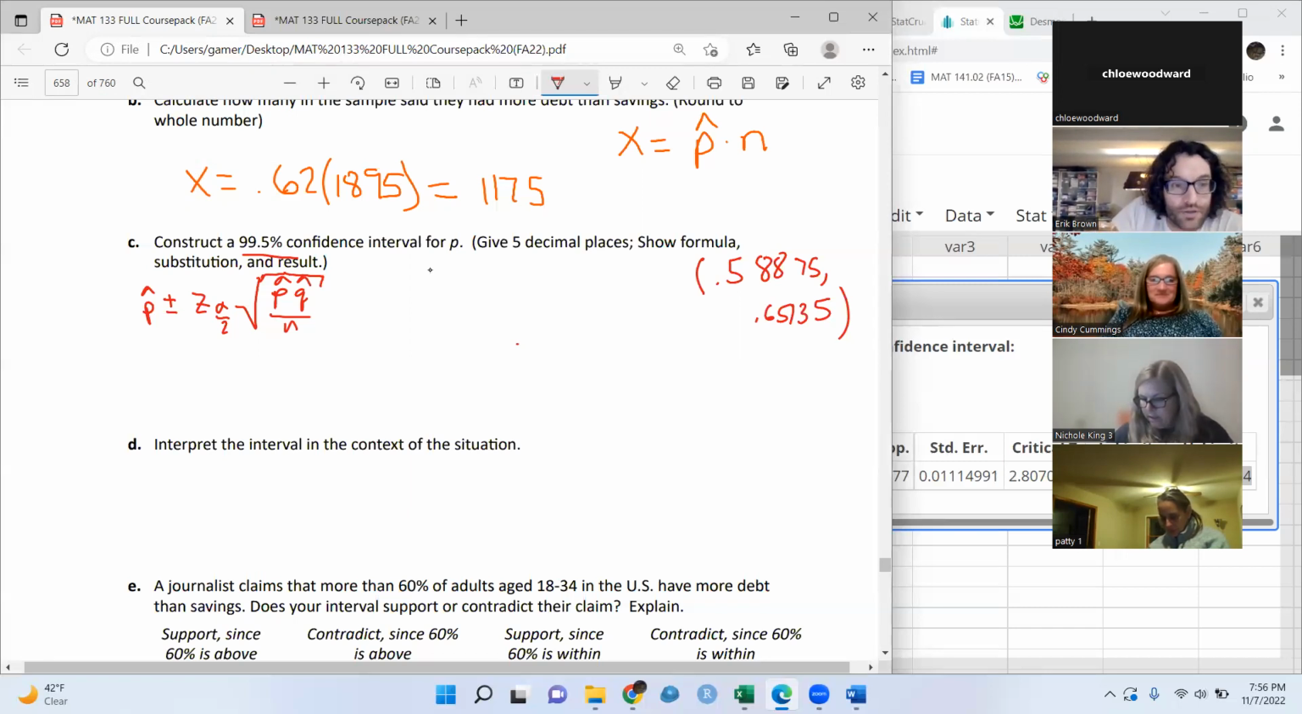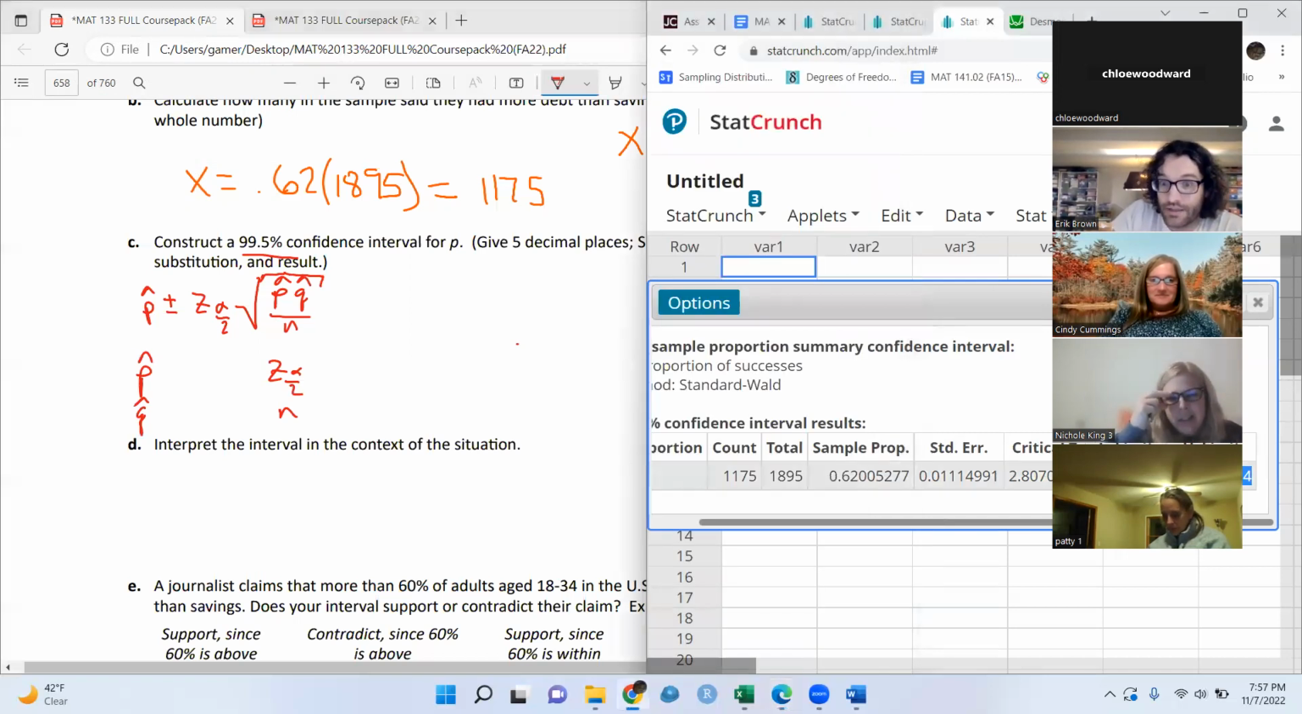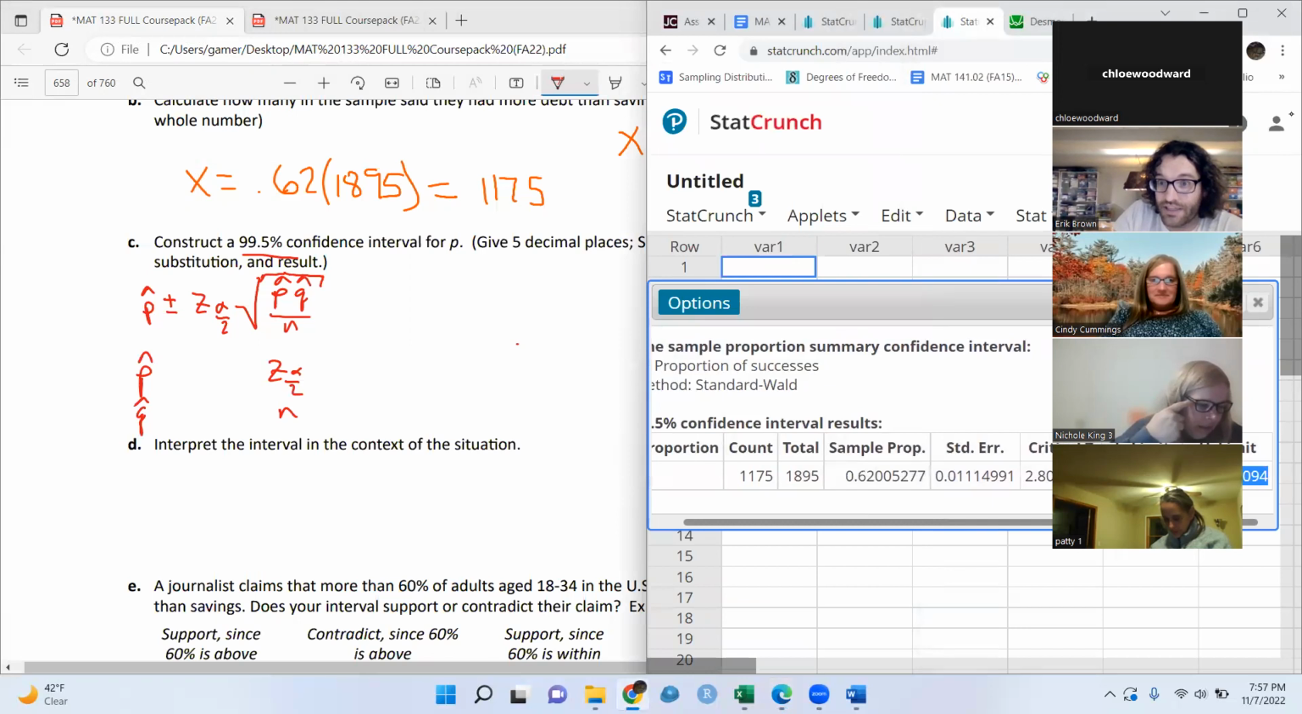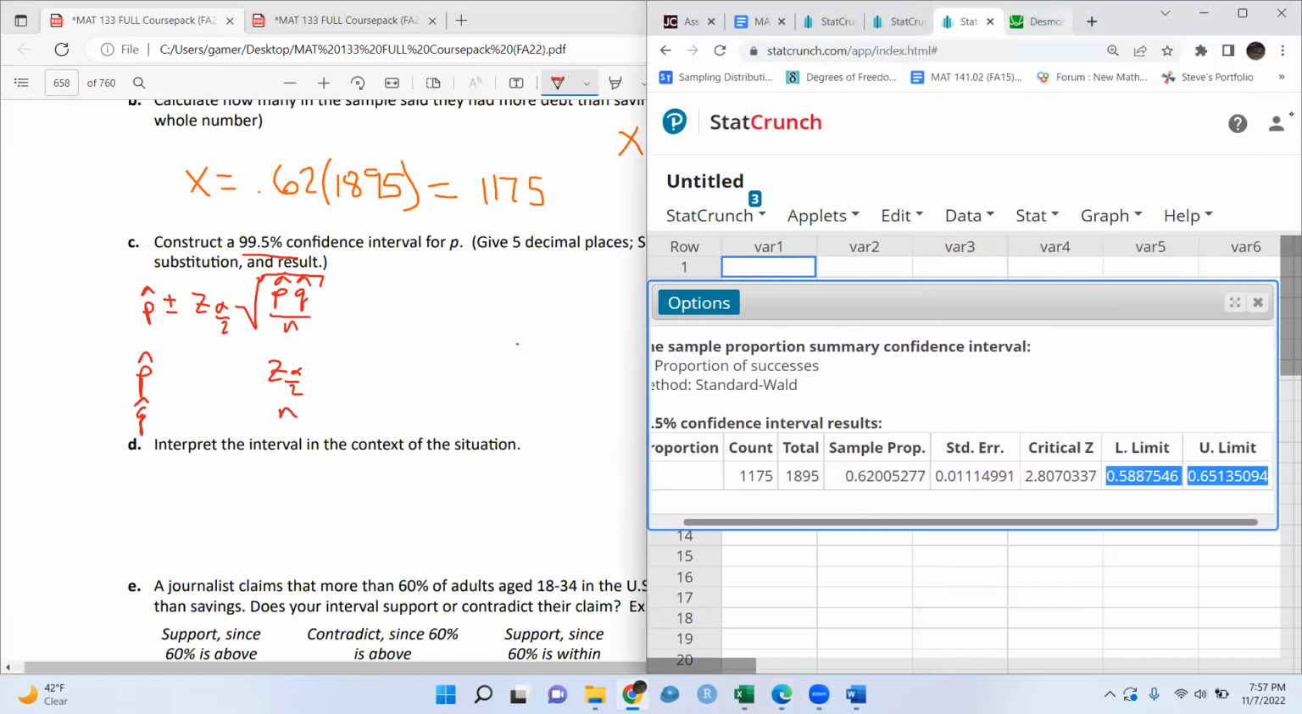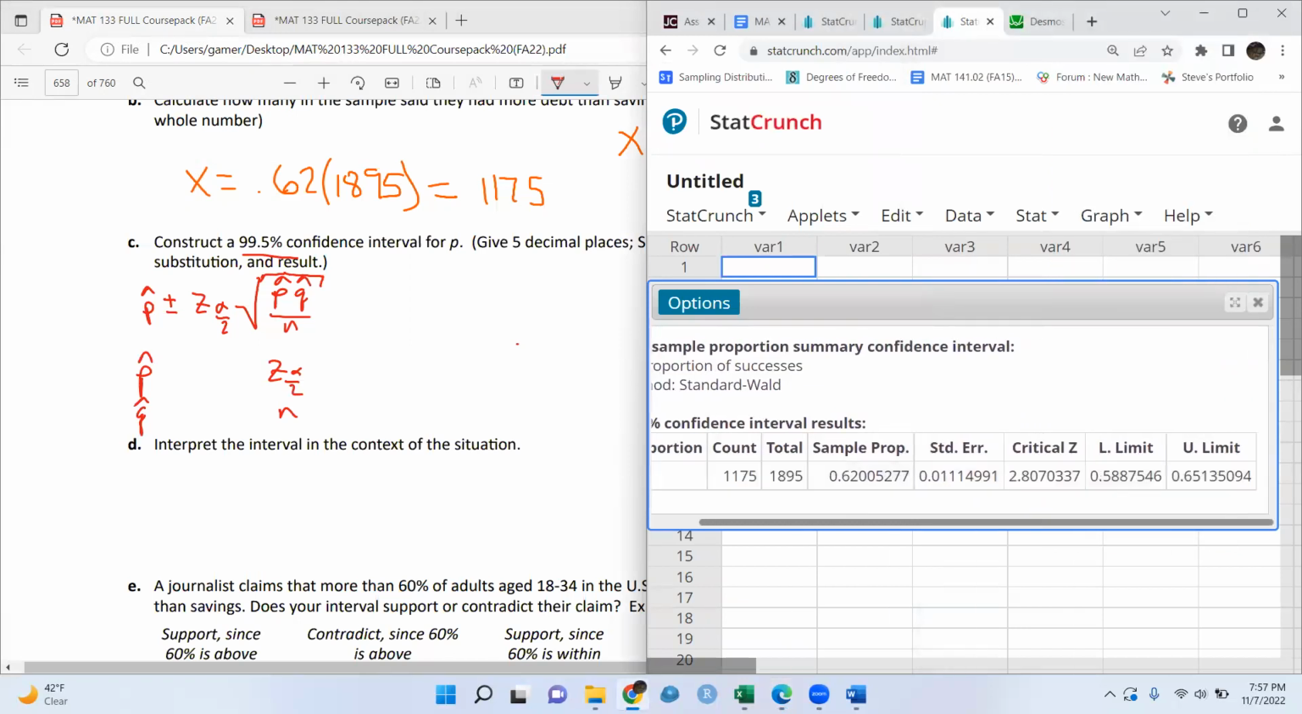So then the substitution part is just: did you figure out p hat? Did you figure out q hat? Did you figure out n? Do you know z alpha divided by 2? P hat we already knew from above, n we knew from above, q hat is that calculation, and the z critical value is here in StatCrunch because I clicked show it.